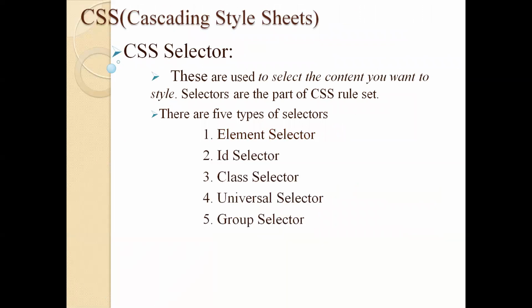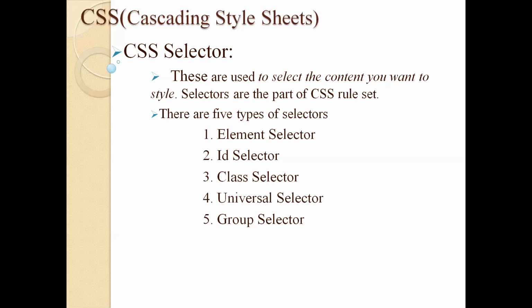These are used to select the content you want to style. If you want to style some content on the web page, these selectors are used to select that content. The selectors are of 5 types. The names of those 5 types are mentioned here: element selector, ID selector, class selector, universal selector, and group selector. Let us have a look at all these types of selectors.